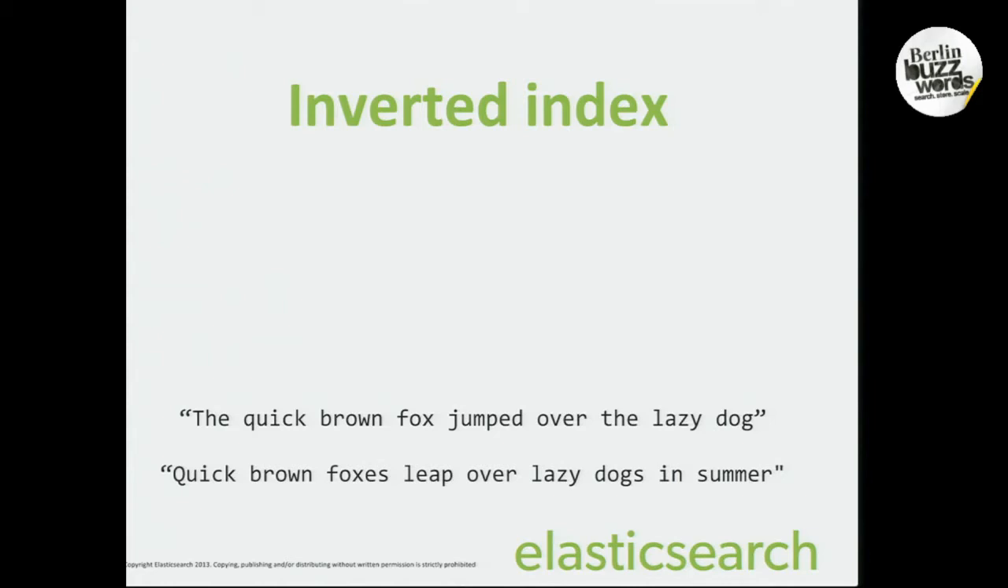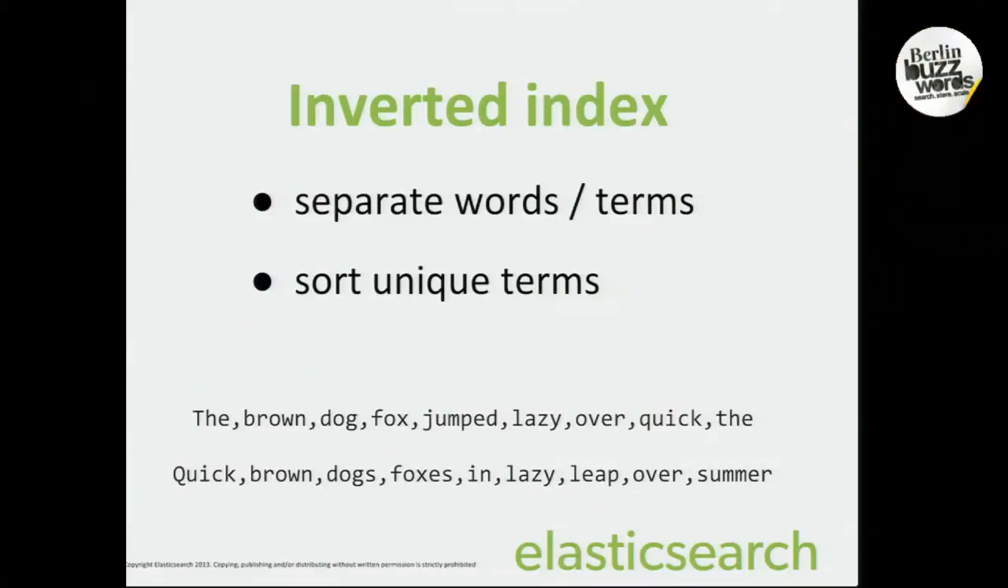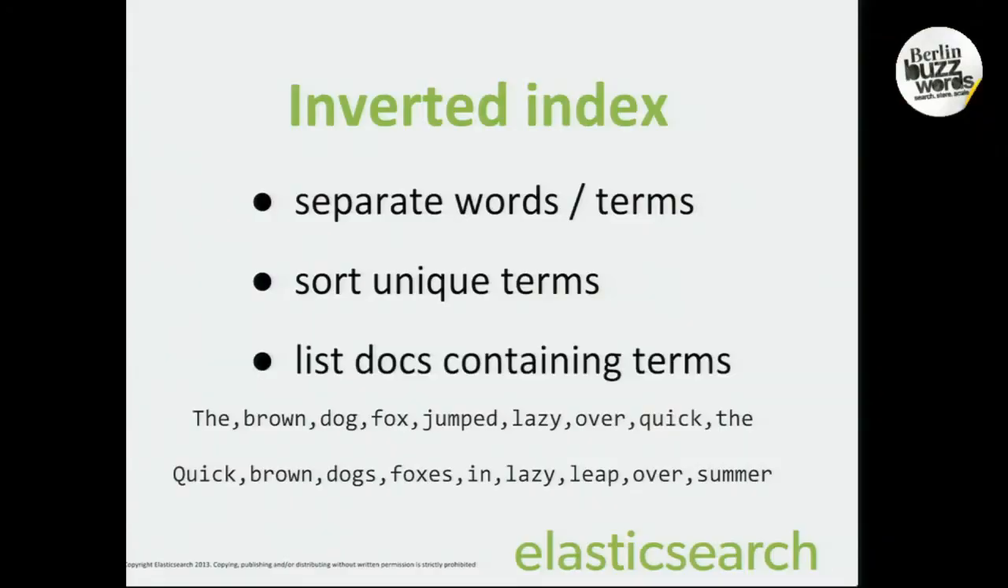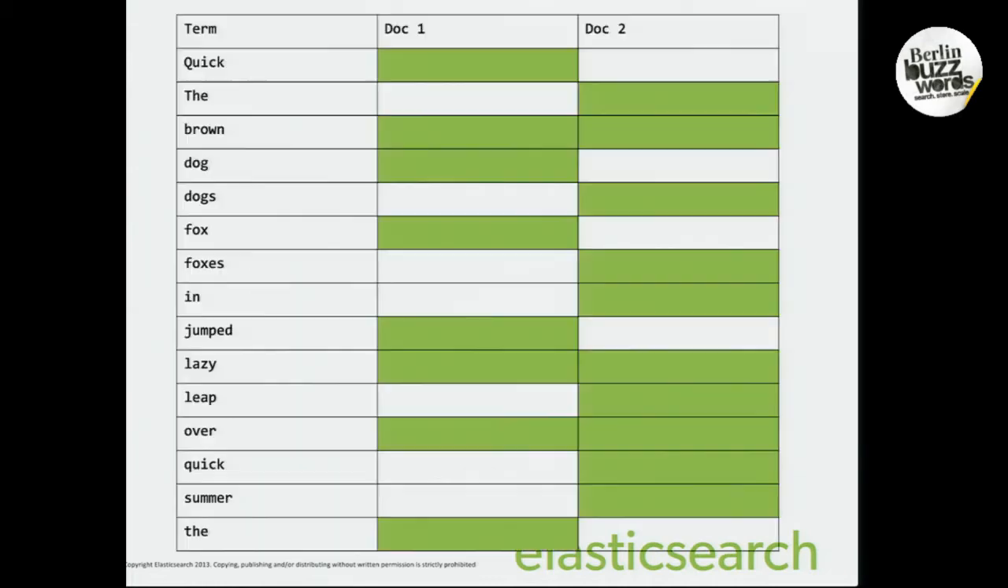So there are a number of phases in it, and we'll use these two documents as an example. First, we separate each string into words, or terms, as we call them. Then we create a sorted unique list of these terms, and then specify which document contains each term. And you end up with something like this: sorted list of unique terms and the document occurrences.